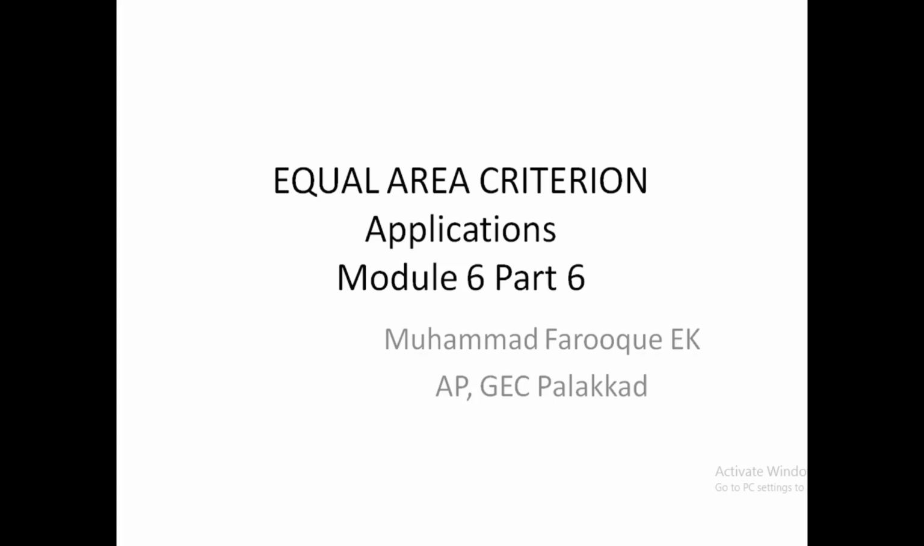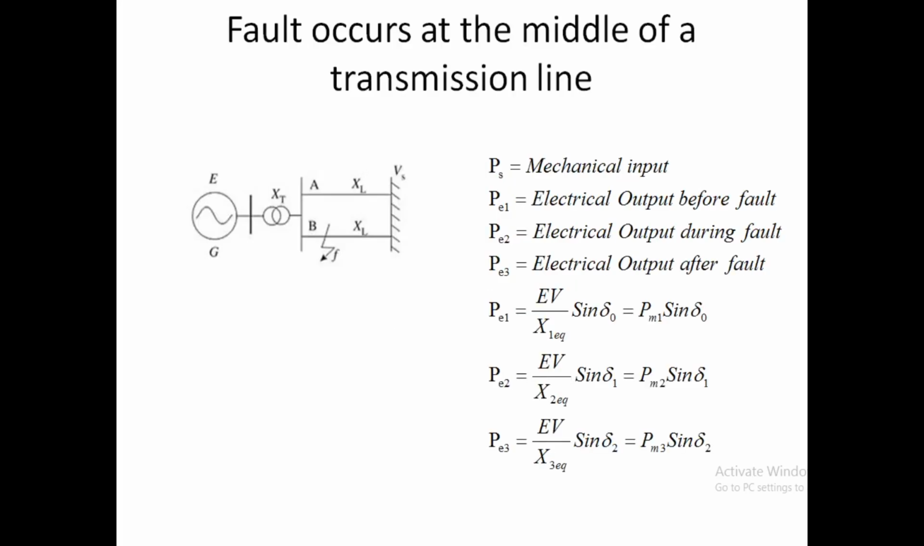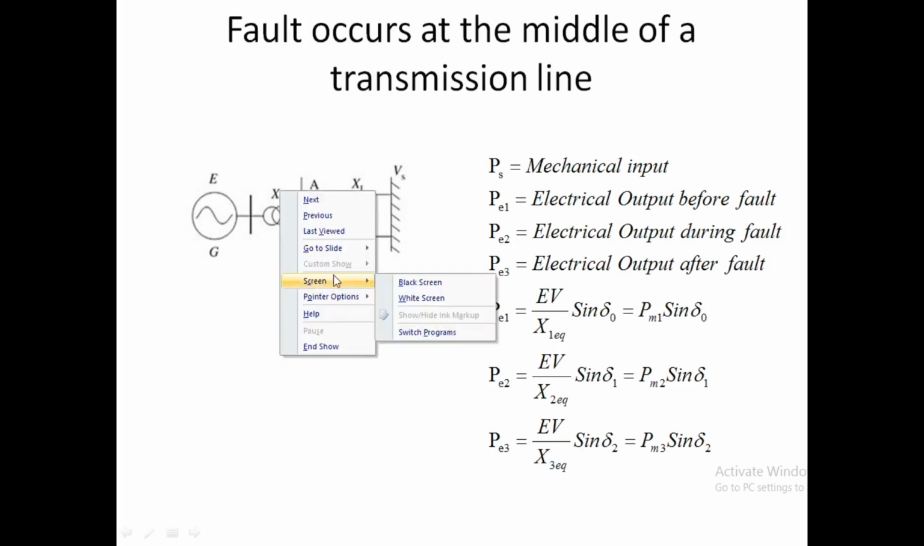In a generator we give mechanical energy as the input and electrical power as the output. When the mechanical power is increased, the electrical output is not changed at that time. So what is happening? How is the stability affected? That we discussed in the previous lecture. Now we are moving to the second application, which is a fault occurring at the middle of a transmission line.